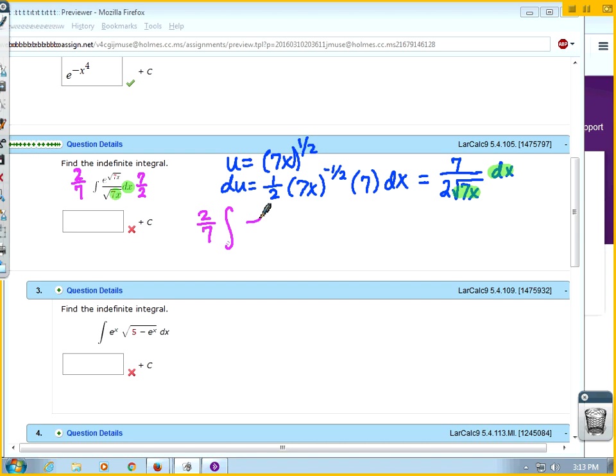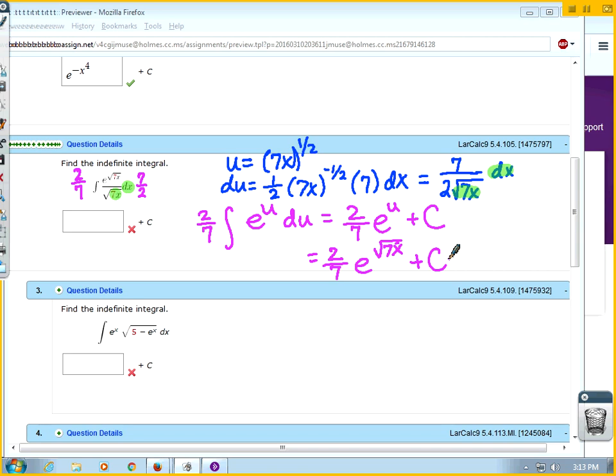Write everything now in terms of u and du. So you have e to the u du. So that stays 2/7 e to the u plus c. And we just need to go back and plug in what our u was. So 2/7 e to the square root of 7x. You can go back and rewrite it with a radical, plus c.